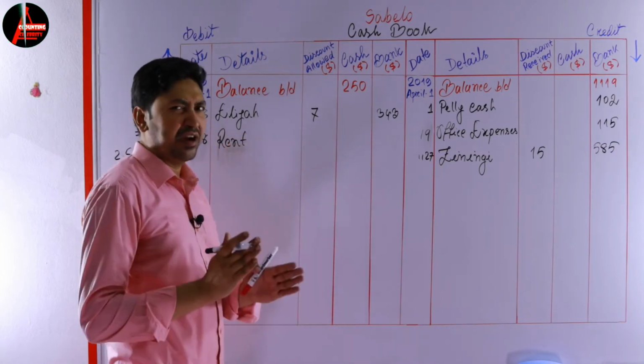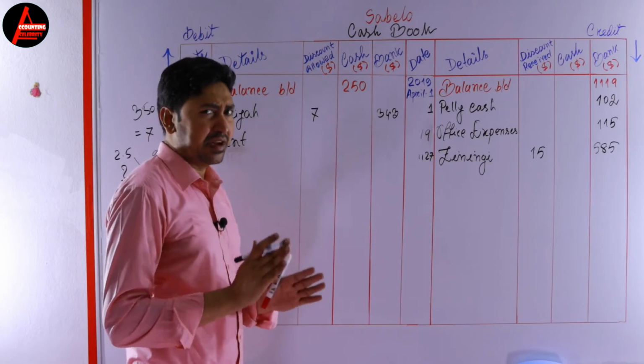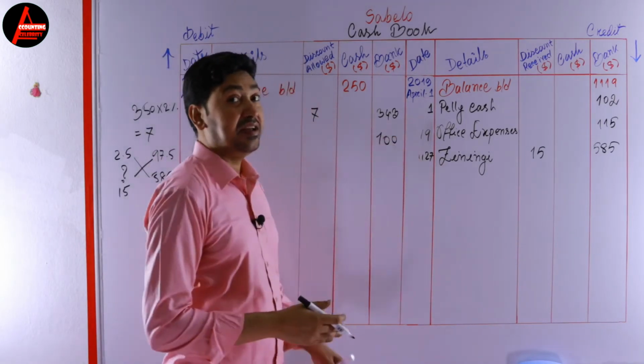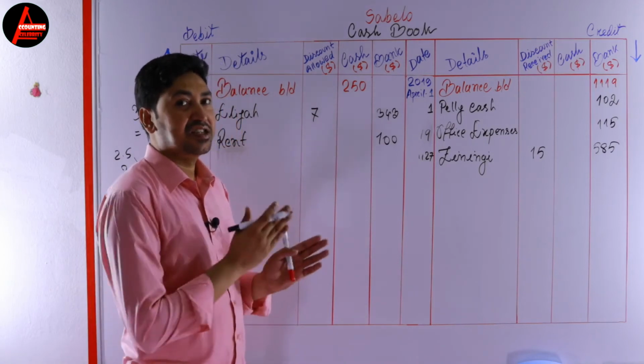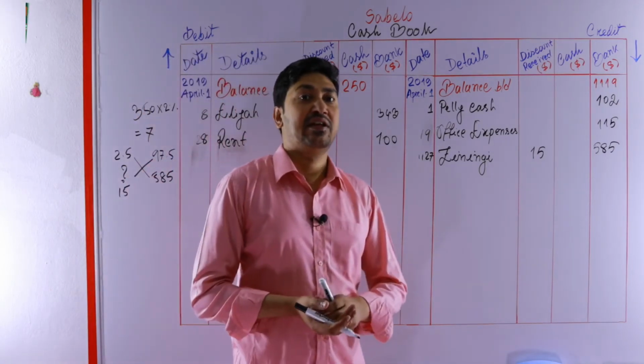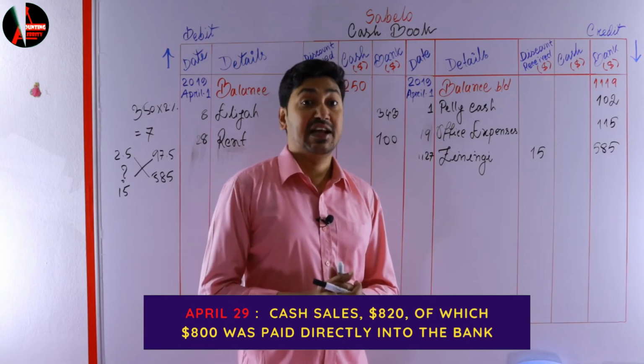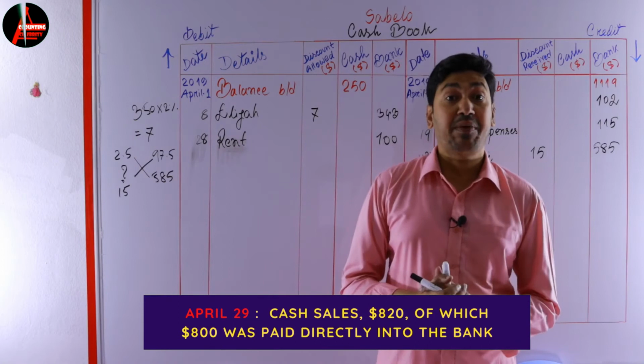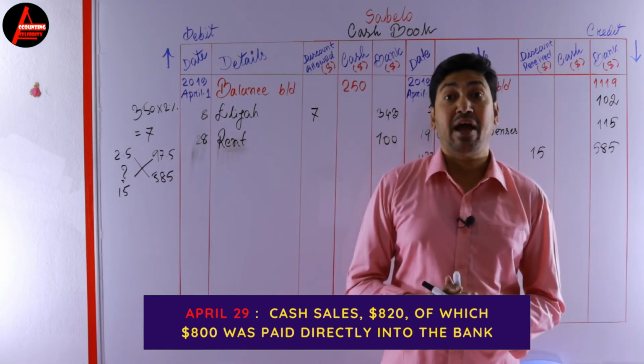If you want to write rent received or receivable, it is also okay. So we received $100 by check. Okay. So over, next one is 29, the last transaction. Cash sales $820, of which $800 was paid directly to the bank.